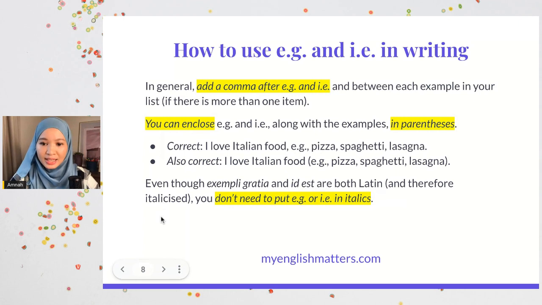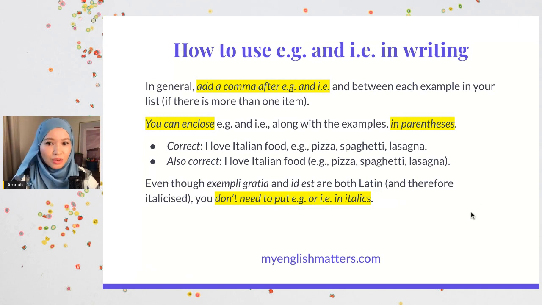and therefore italicized, so italicized, if you don't know what that means, is when the writing is a bit slanted, like this. You don't need to put e.g. or i.e. in italics. This part I italicized because I wanted to highlight this sentence, but you don't need to italicize e.g. or i.e. So if you can see there, this is the normal Roman style. E.g. here is also the Roman style. So don't italicize it, even though exempli gratia and id est are italicized.